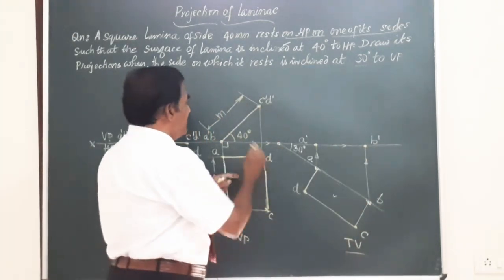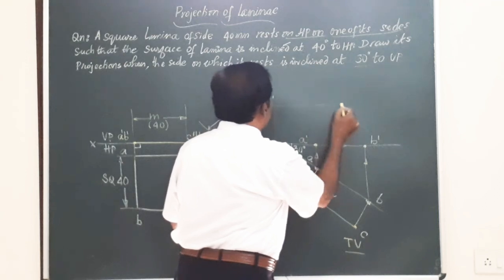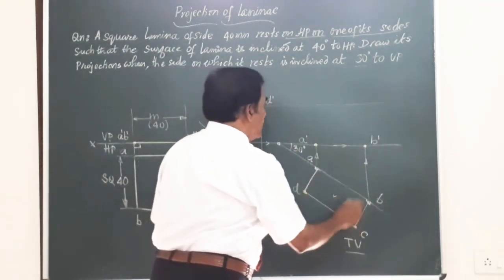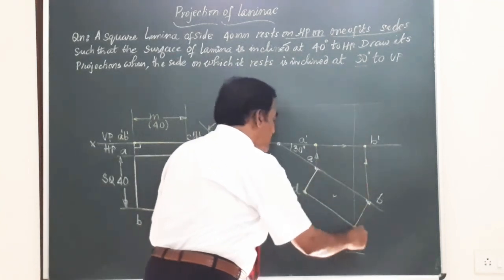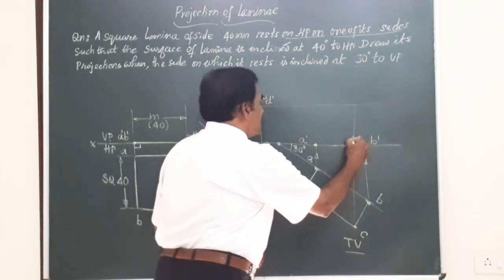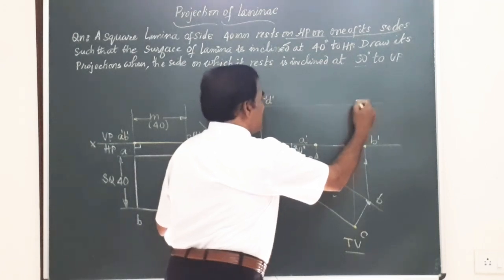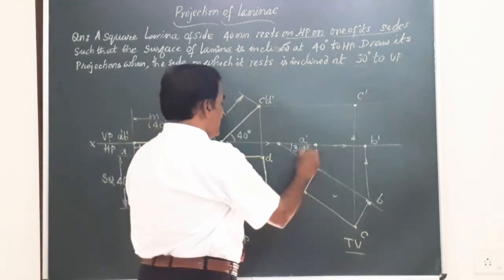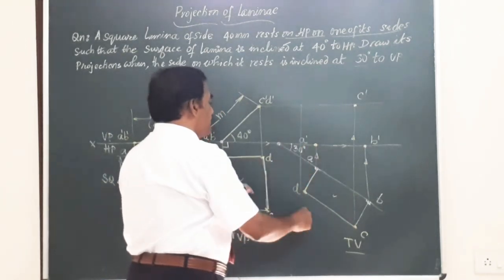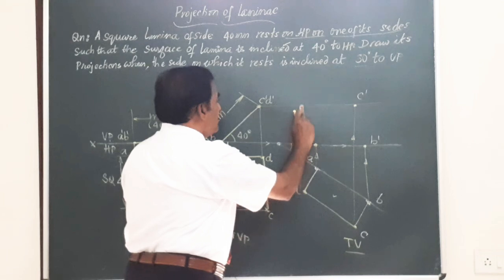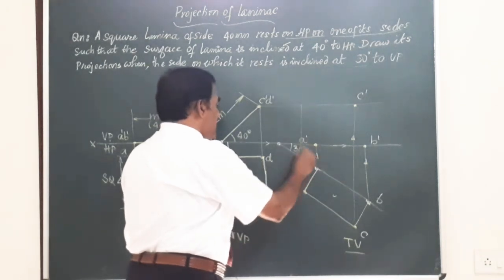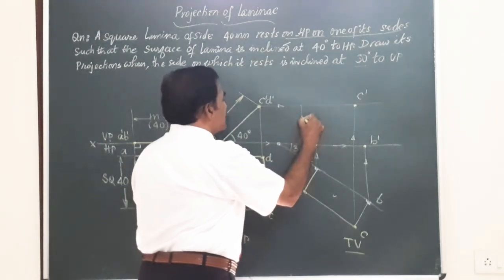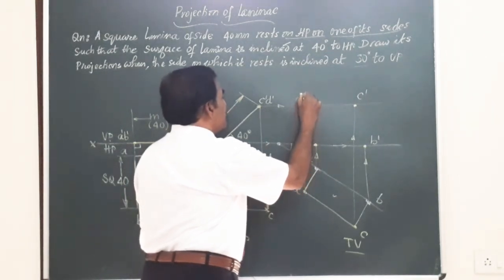Then C and D, friends, C and D lie on this line. So how to get that? Horizontal from C, vertical from C. The point where these two intersect is the point C dash. So we got A dash, B dash, C dash. Finally, to get D, draw a vertical line from D, a horizontal line from this already drawn. The point of intersection will give you this D dash.